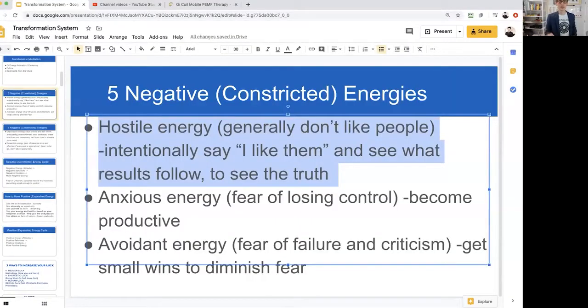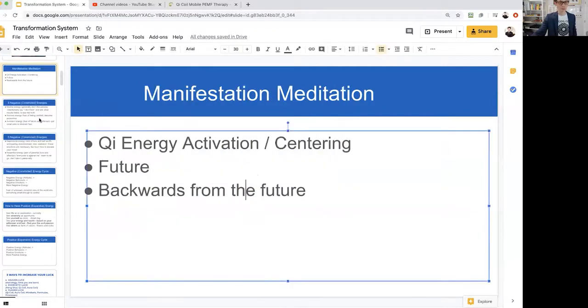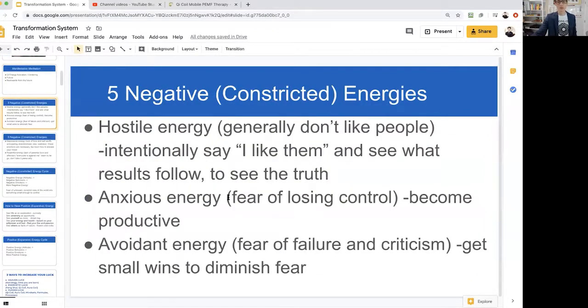So the second one is anxious energy. Right now, if we do a survey, everybody's experiencing anxiety because of what's happening in the world. We don't know what's going to happen. There's so much uncertainty right now. And anxious energy, where does it come from? It comes from fear of losing control. Everybody feels anxious because we don't know what's going to happen.